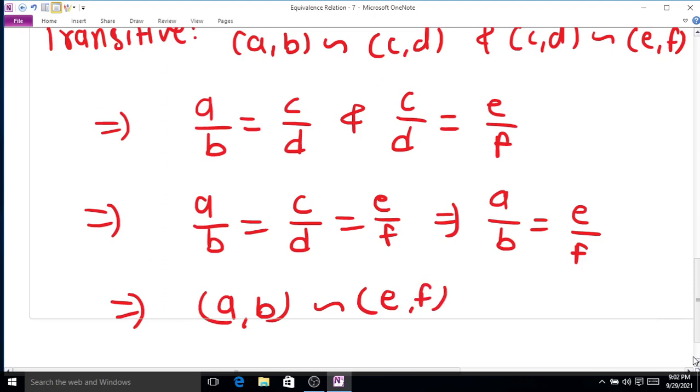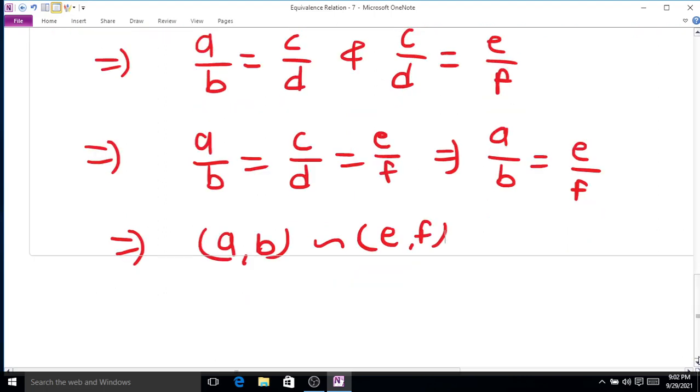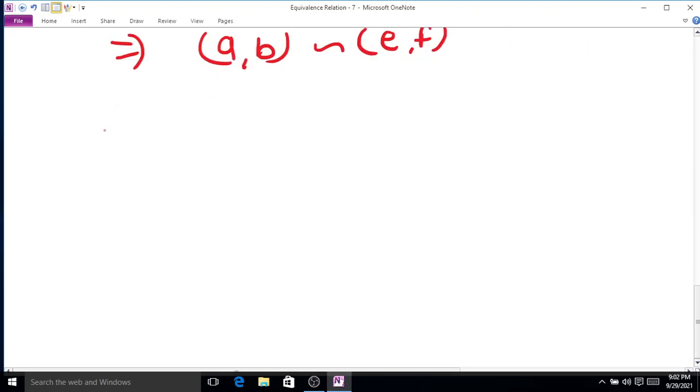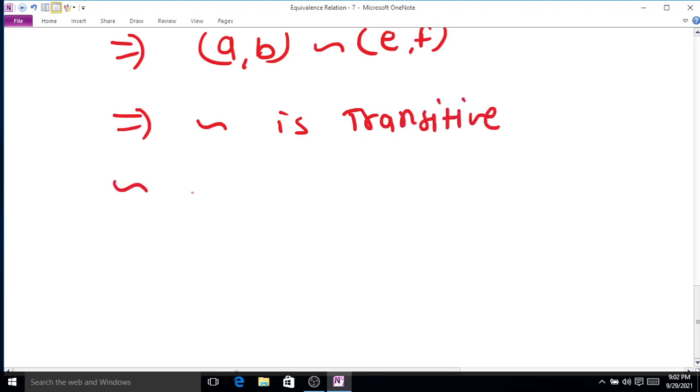Now, since the given relation is reflexive, symmetric and transitive, the given relation is an equivalence relation.